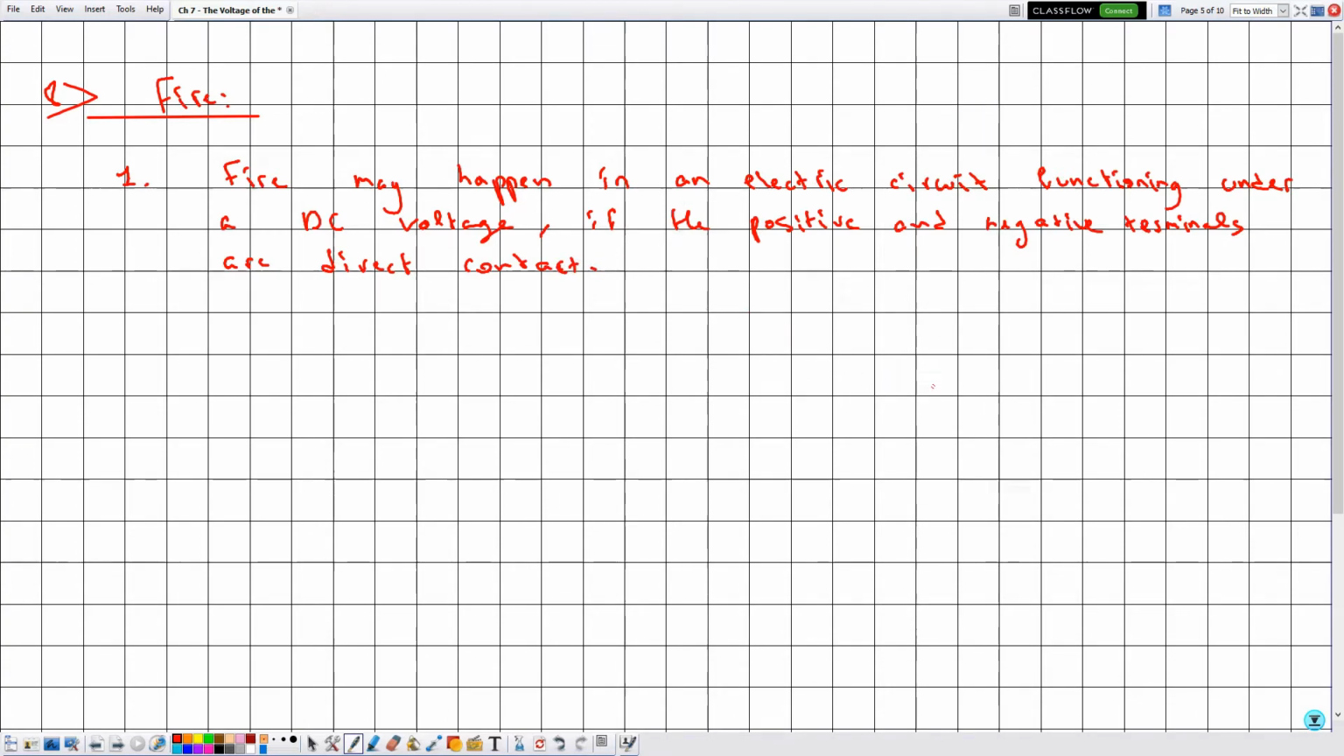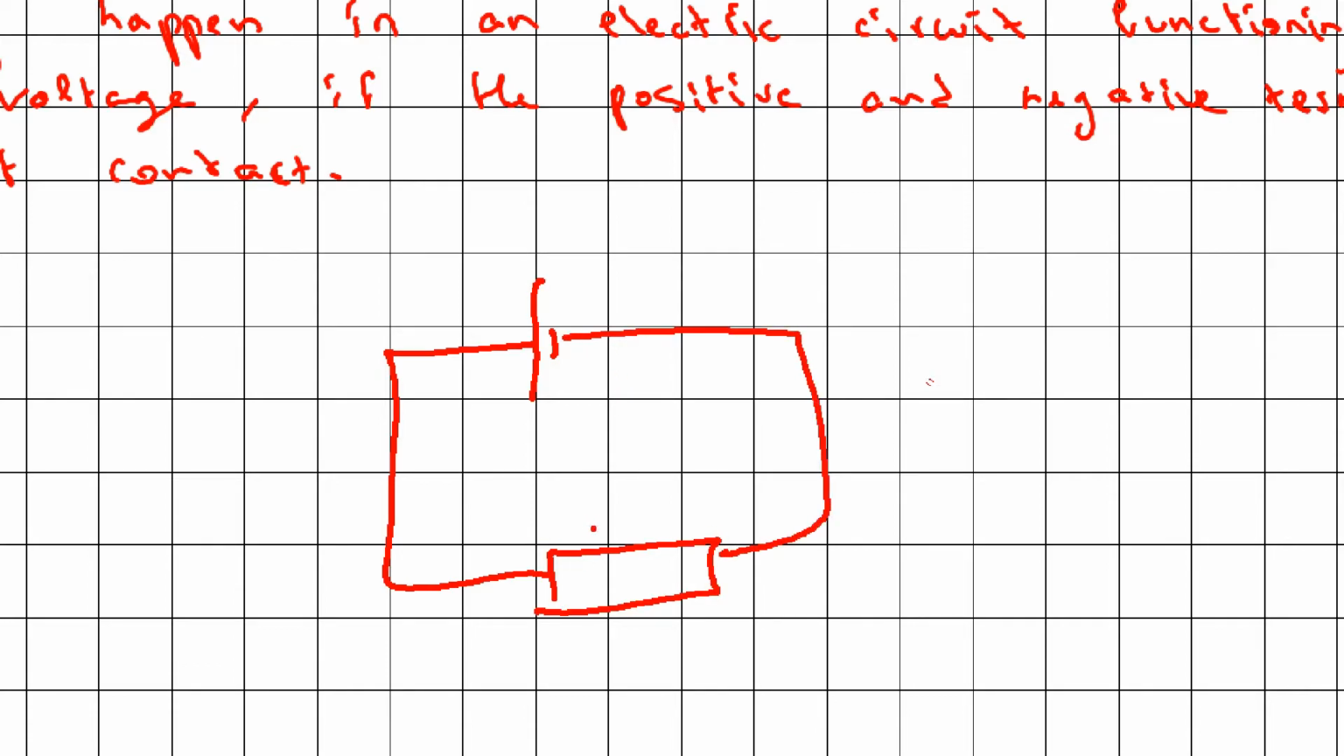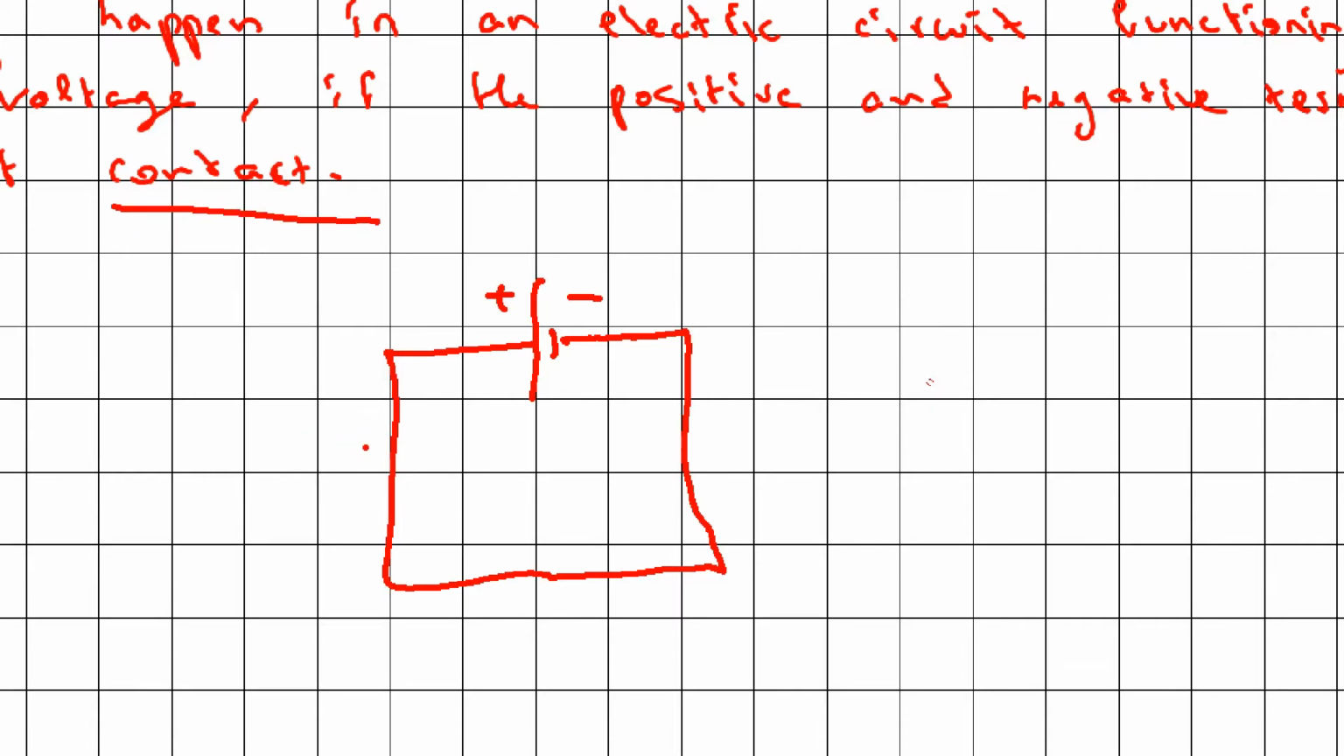So what do we mean by this? In a simple electric circuit of a DC voltage source, fire may happen. Suppose here we have a resistor like this, and suppose that for some reason it is not functioning anymore, and it is replaced by a connecting wire like this. So this is the positive pole and the negative pole, and there is nothing that separates them, so they are in direct contact. In order to avoid this, we use a fuse.